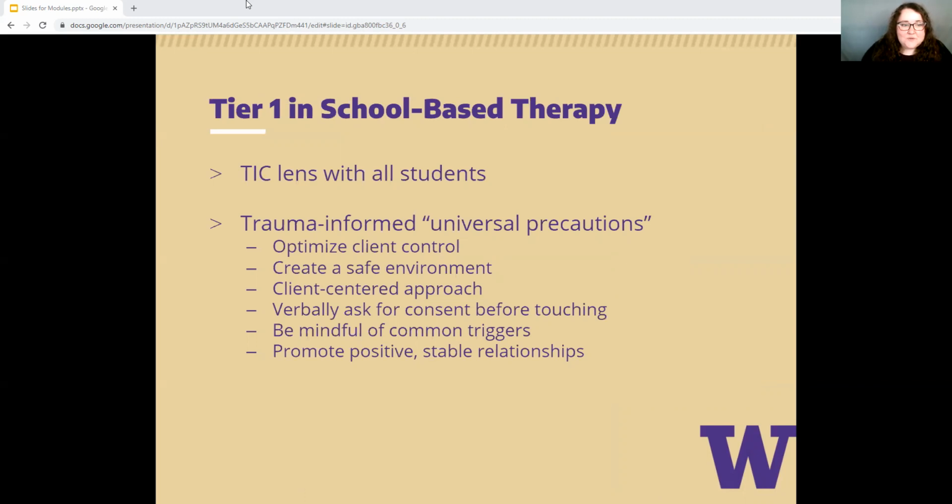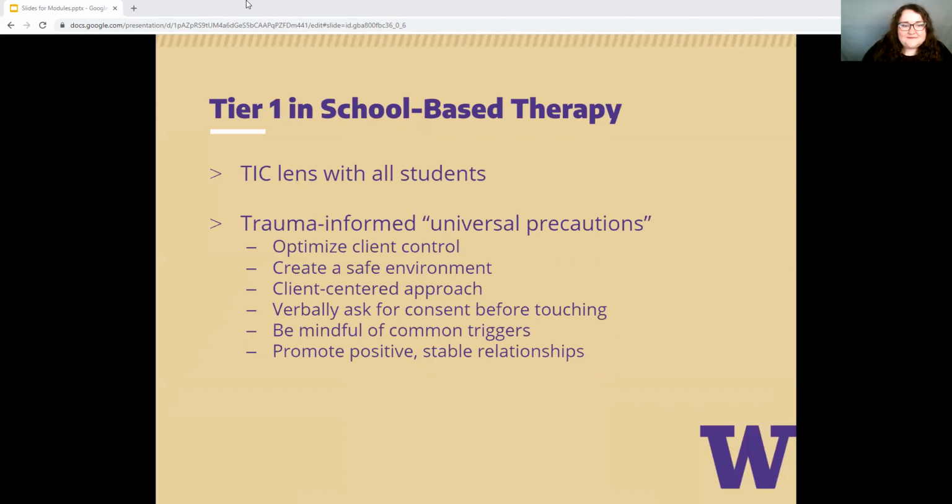When using Tier 1 level trauma-informed care in schools, it's important that therapists adopt a universal trauma-informed care lens when working with all students, because we do not necessarily know which students may have a trauma history, and we also don't know when ACEs may occur in someone's life. This also applies to working with families, which we will discuss more in Module 6.